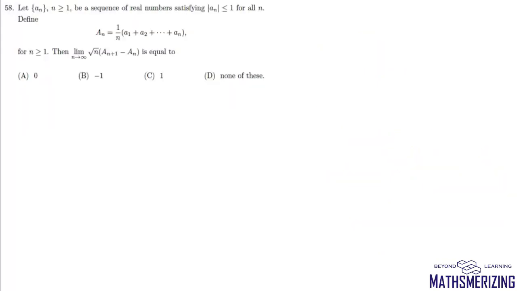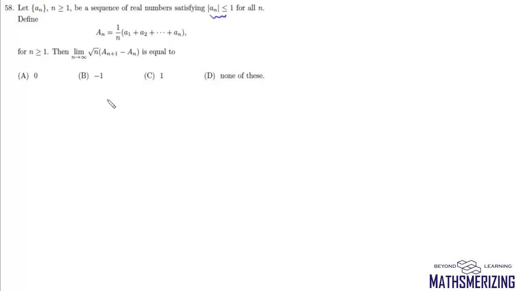Now question number 58 is, let a_n be a sequence of real numbers satisfying mod a_n is less than or equal to 1 for all n. We define A_n as 1 by n (a1 plus a2 plus ... plus an). Then for n greater than or equal to 1, we need to find this limit n tends to infinity under root n (A_{n+1} minus A_n).